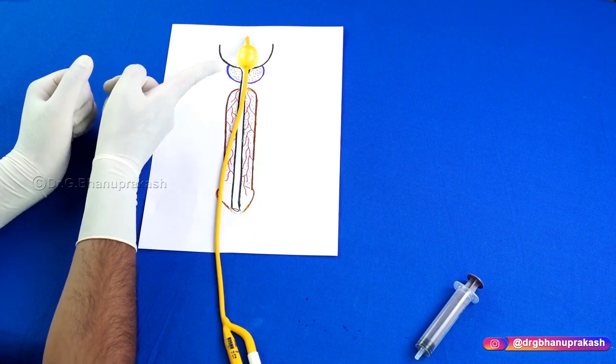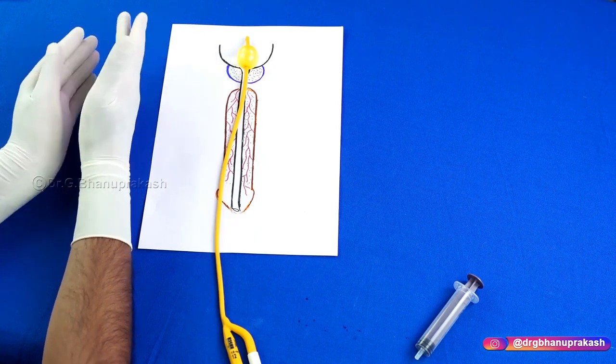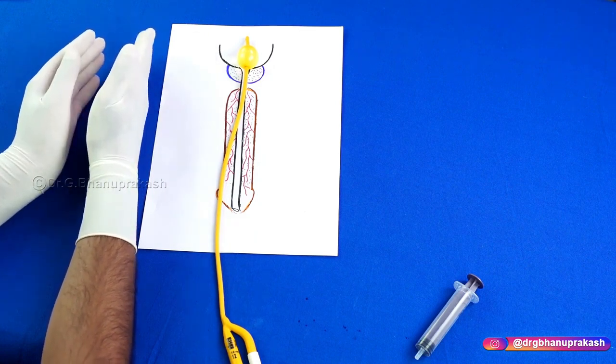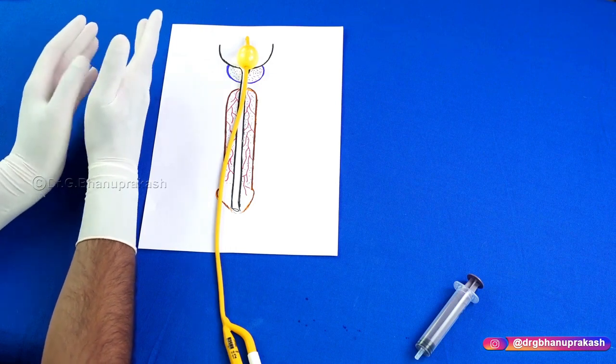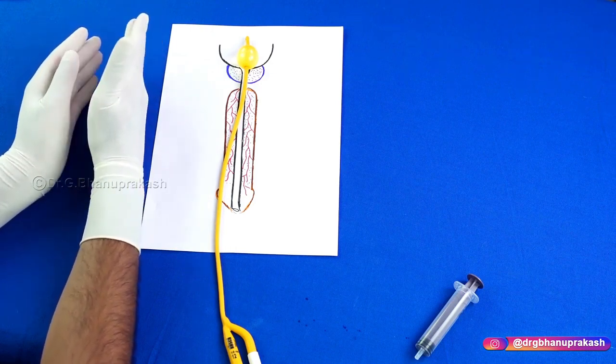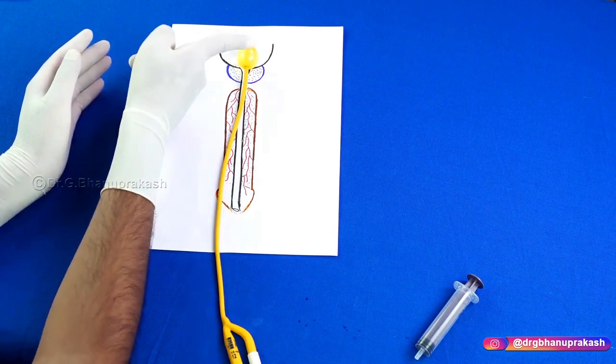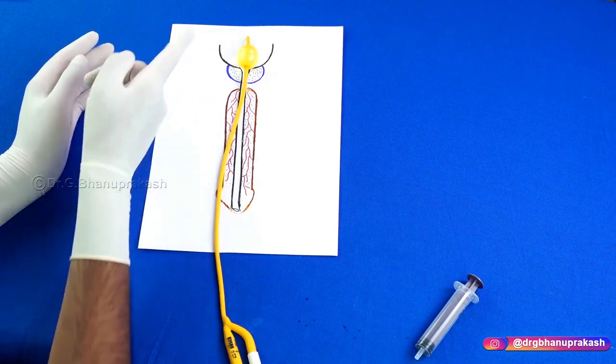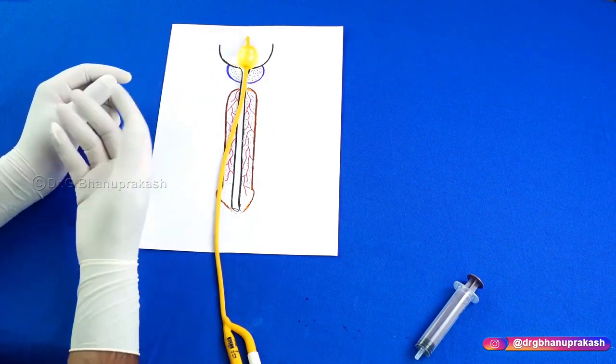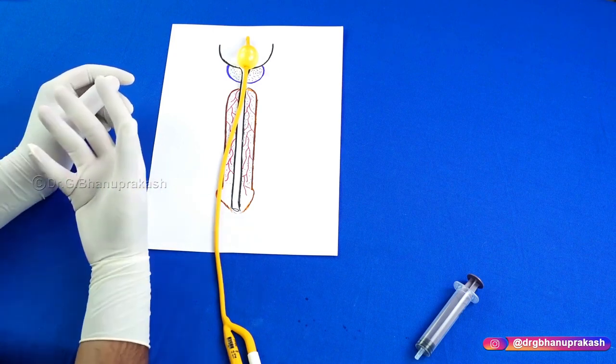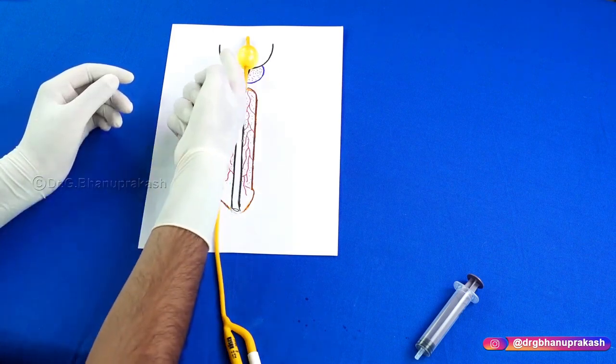So you keep this Foley's catheter for at least 1 week or 2 weeks in a patient. During that time, if there is normal saline within this balloon, this normal saline has a tendency to crystallize. So it will form crystals.